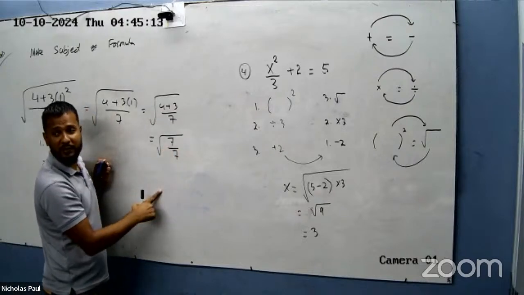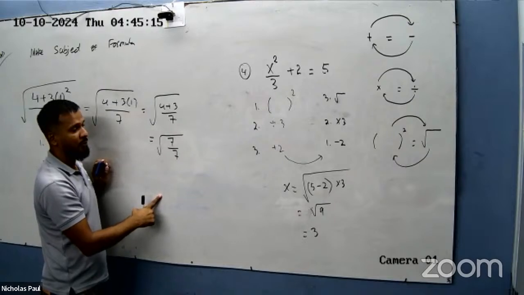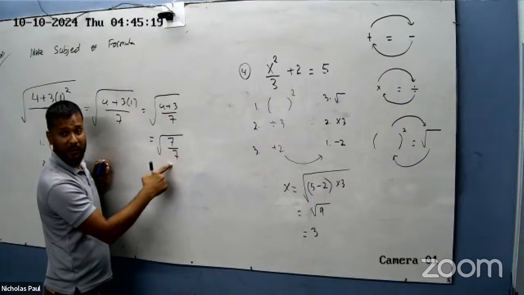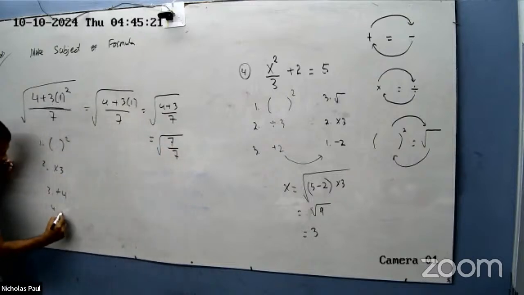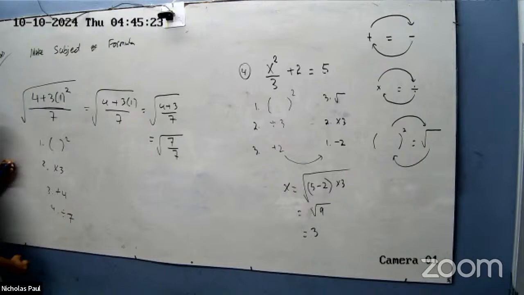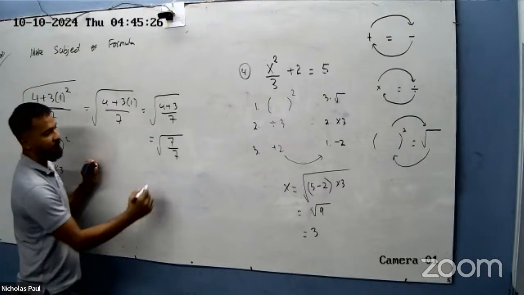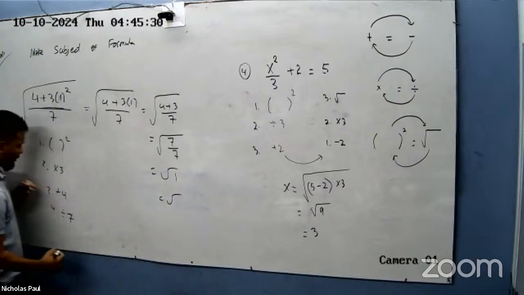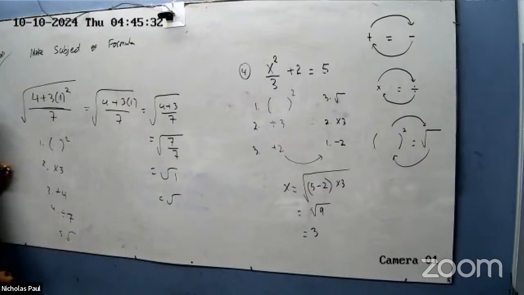What are you going to do next? 7 divided by 7, right? So you're going to divide by 7, and after you do that, what are you going to do next? Square root. So the last thing you will end up doing is the square root.